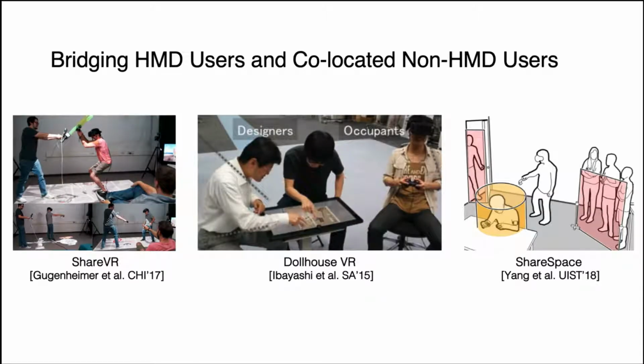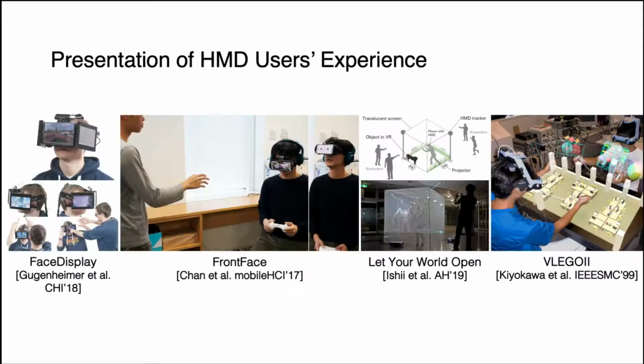Some research explores bridging the gap between HMD and non-HMD users. Works such as ShareVR and DollhouseVR presented interfaces to allow non-HMD users to participate in the HMD user's activity, while Shared Space enables non-HMD users to communicate their needs about physical space allocation.